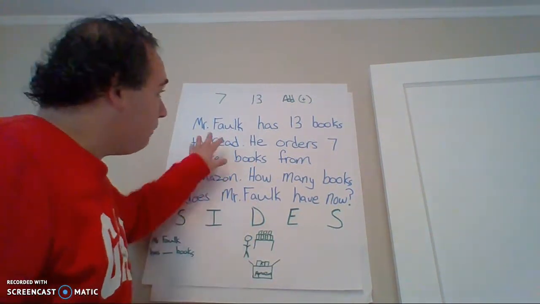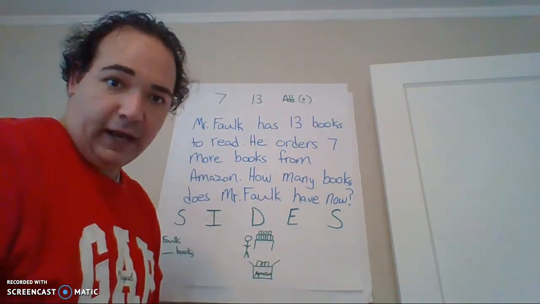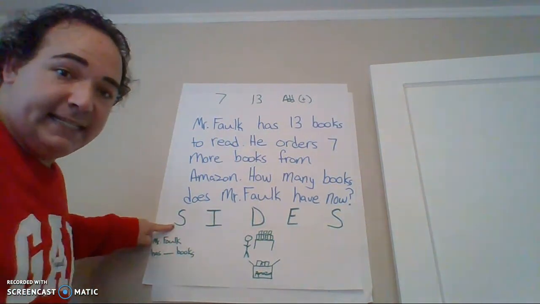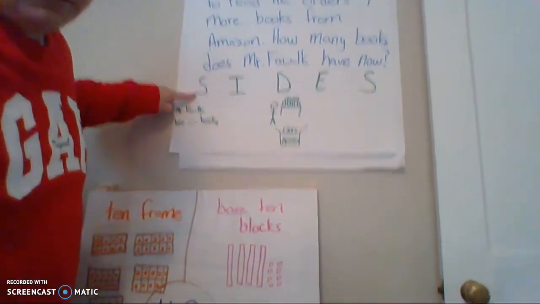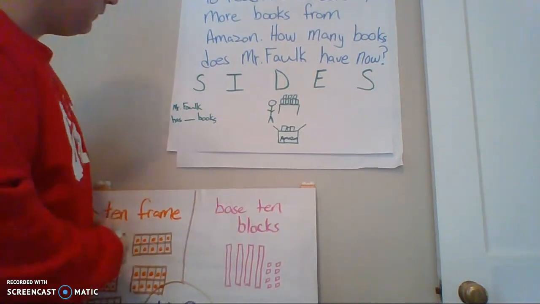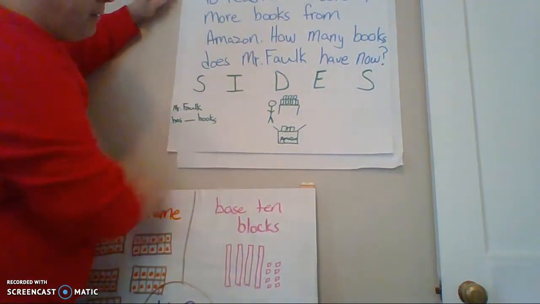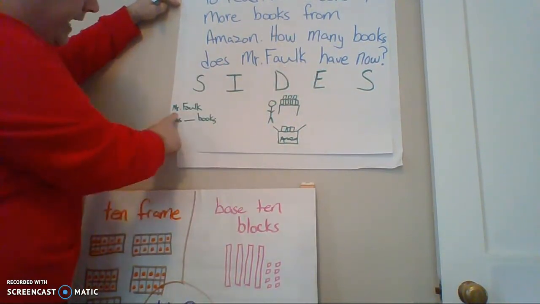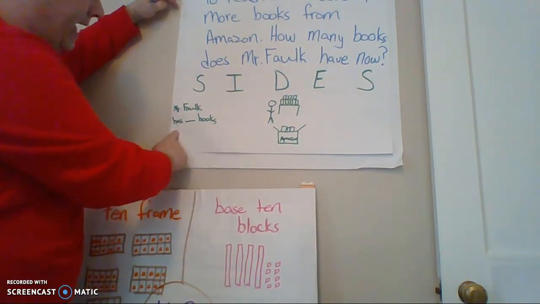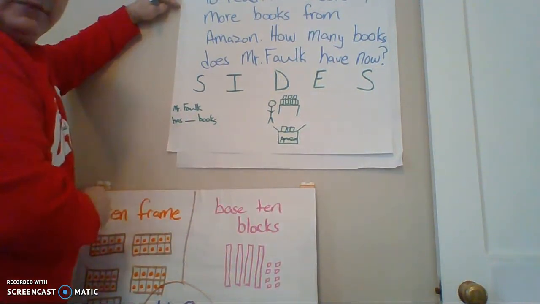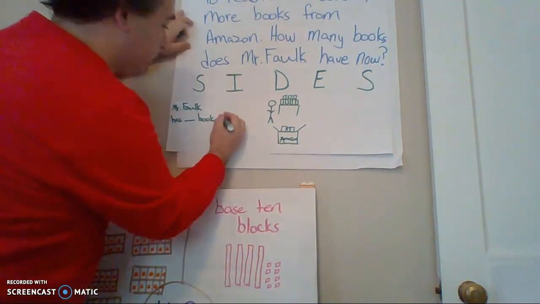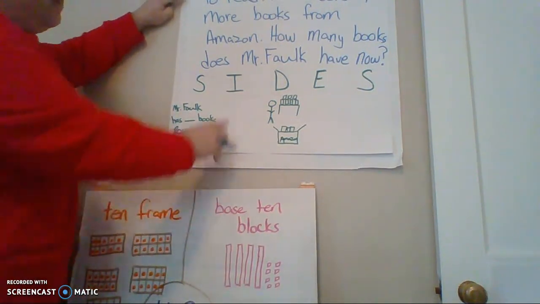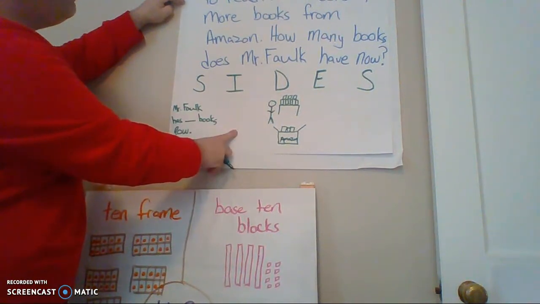So with my problem, I went ahead and started the SIDES strategy a little bit. And know that the first S is for the sentence. So after I look at this problem, the question that's asked, how many books does Mr. Falk have now? To answer that, I would say Mr. Falk has blank books. I could put blank books now, because that's at the end of it. Then the I stands for important words.